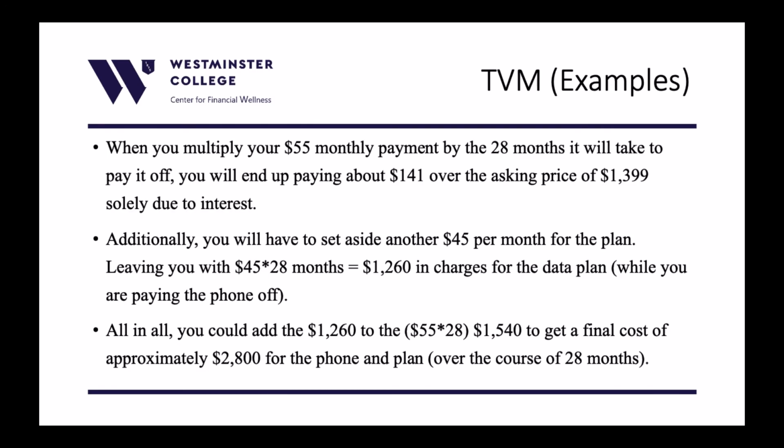When you multiply your $55 monthly payment by the 28 months it will take to pay off, you will end up paying about $141 over the asking price of $1,399. So this is solely due to interest.